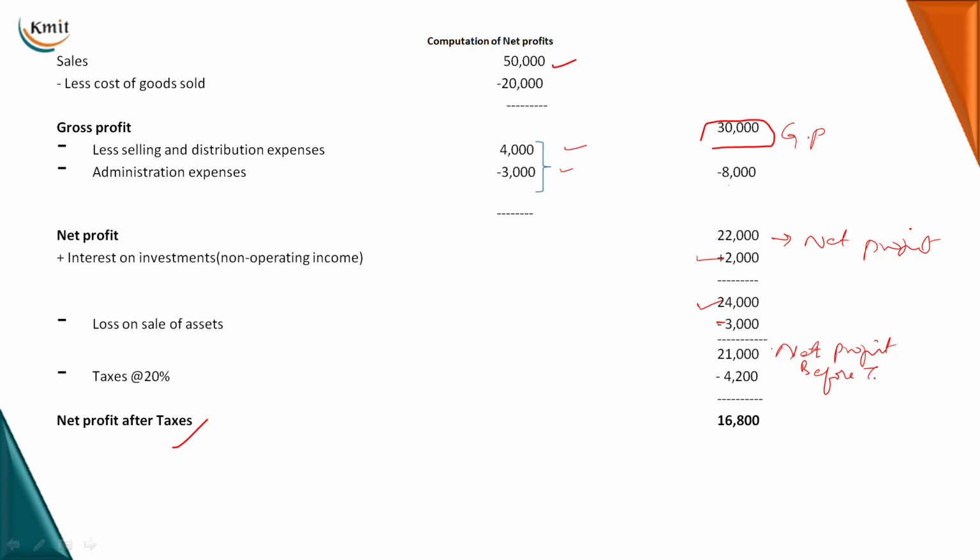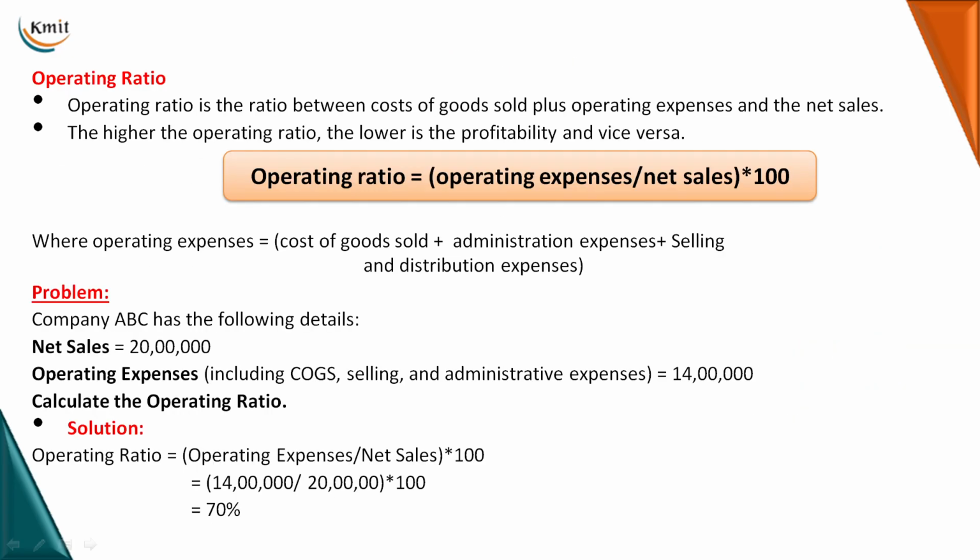before taxes. From this profit before taxes figure, reduce 20% of tax on the profit. So the resulting figure will be your net profit after taxes. This can also be written as net profit before taxes minus tax. So this is how the net profit after taxes is ascertained.